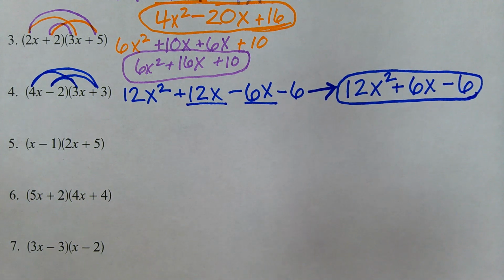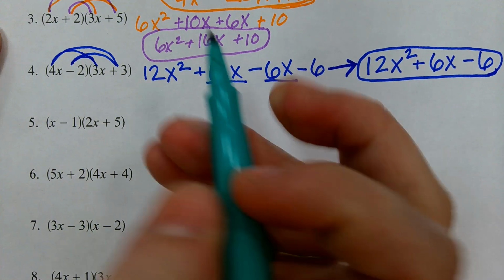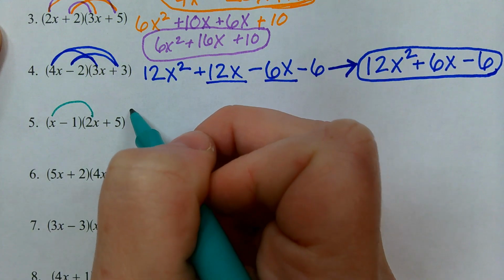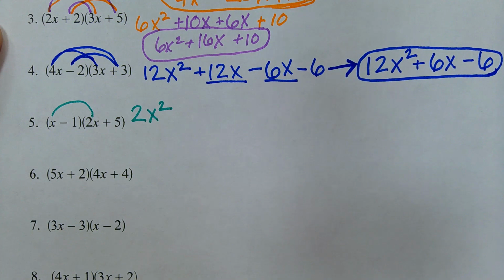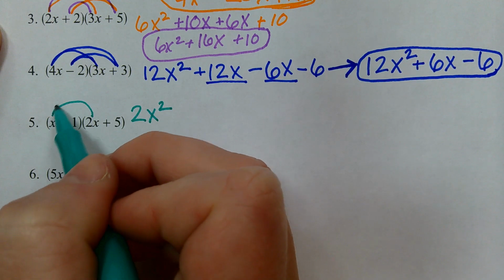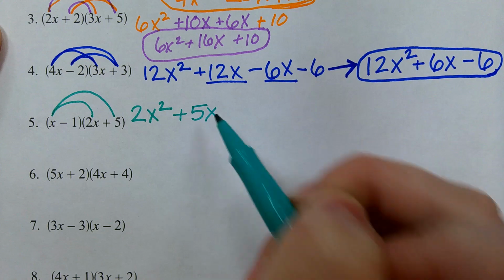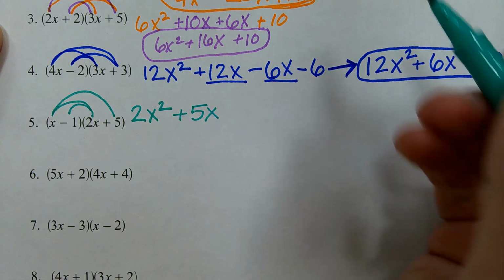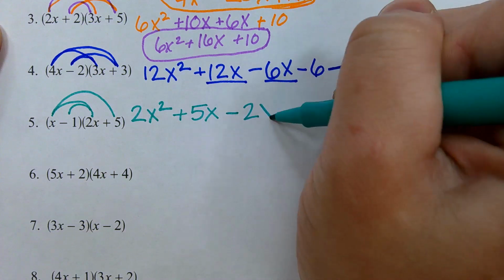All right, let's look at number 5. What's our first step? X times 2x is 2x squared. What's next? X times 5. Good. X times 5 is 5x. And then what? Negative 1 times 2x. Good. Negative 1 times 2x is negative 2x.